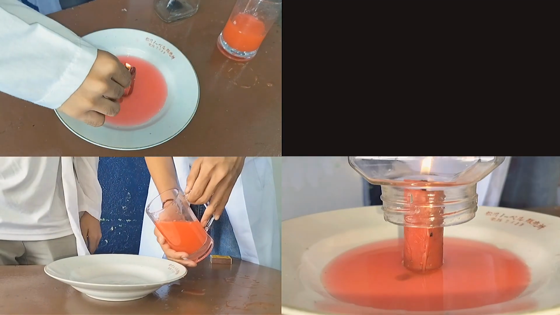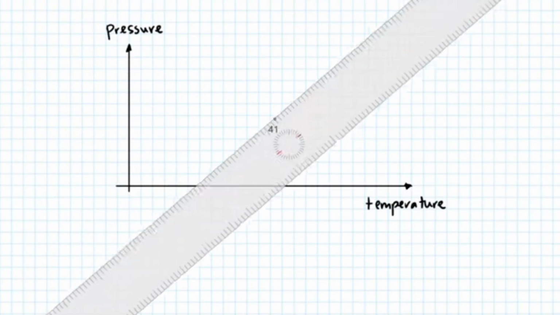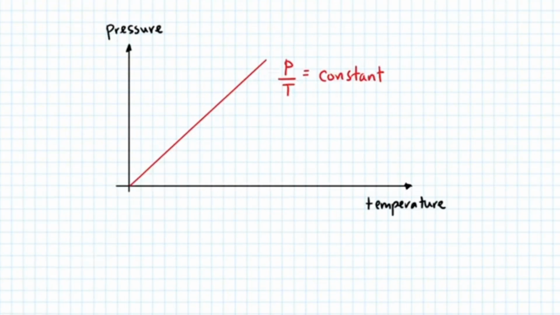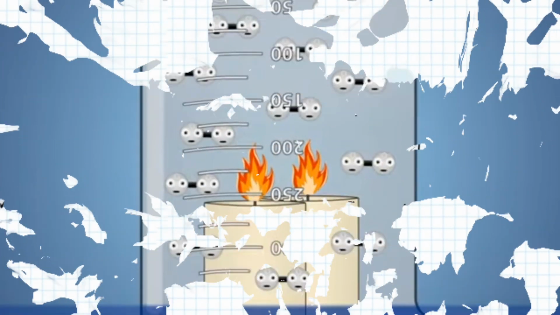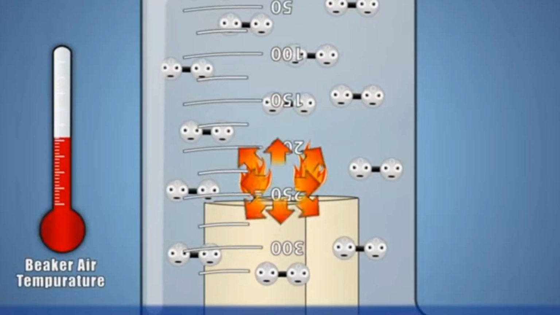The experiment shows that as temperature increases, the pressure inside the glass also increases, and when the temperature drops after the flame goes out, the pressure decreases. This directly supports Gay-Lussac's law. Temperature and pressure are directly proportional at constant volume.